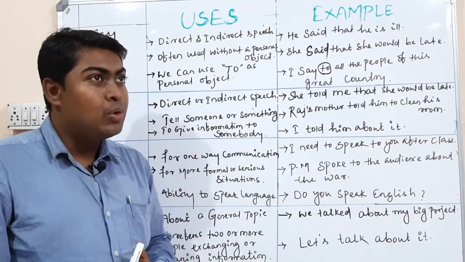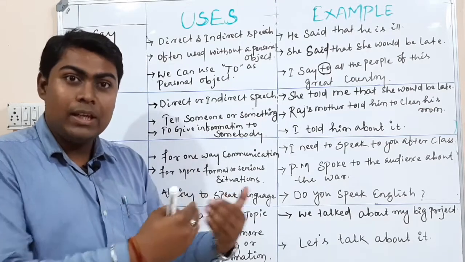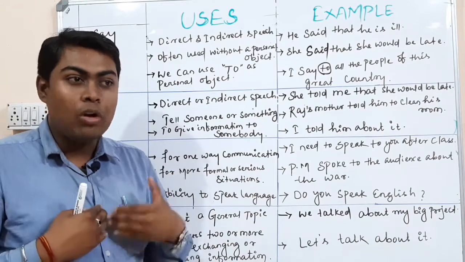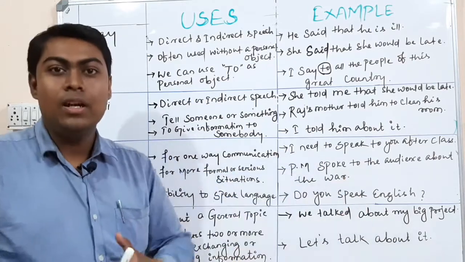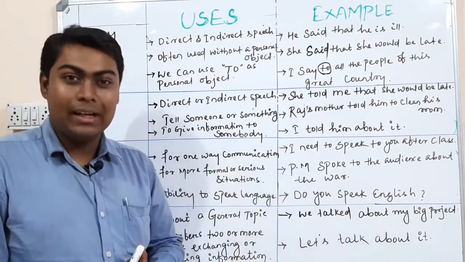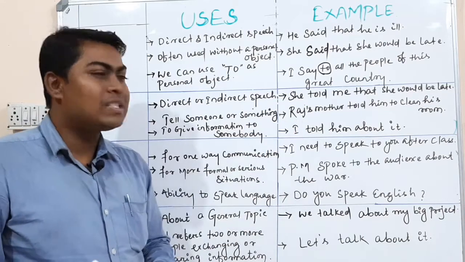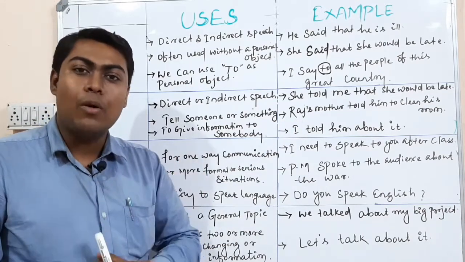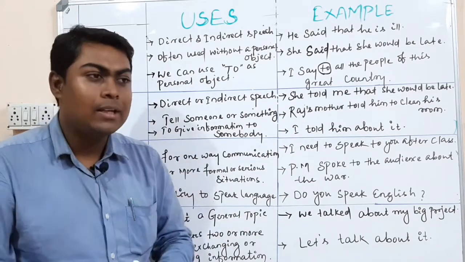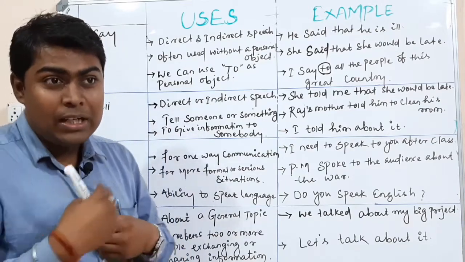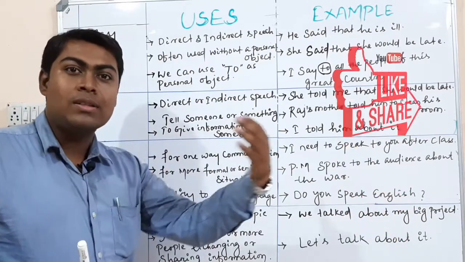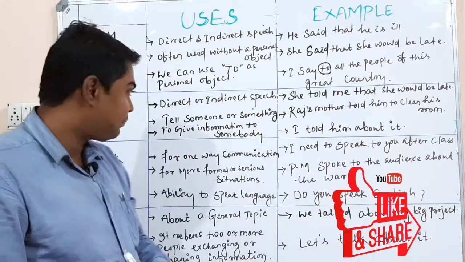Second, tell someone something. Suppose you want to speak about something or someone. Suppose I am talking with my friend about another friend. In that case, I can use tell. For example, Raj's mother told him to clean his house. I am telling my friend what orders his mother gave him.